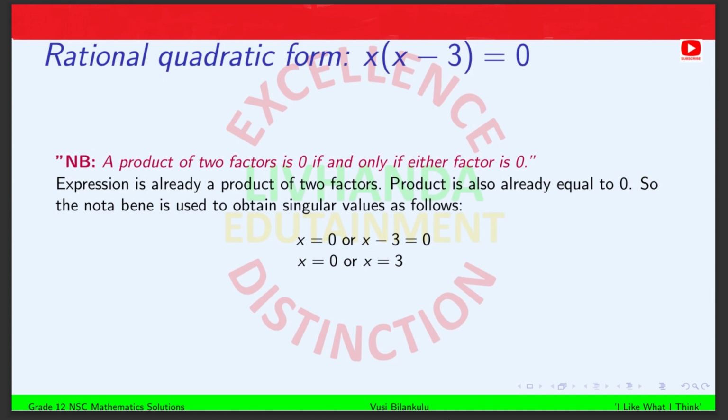Suppose the problem is to find singular values of a product of x and x minus 3. From the nota bene stated on this slide, either x equals 0 or x minus 3 equals 0. Therefore, the solution is x equals either 0 or 3.